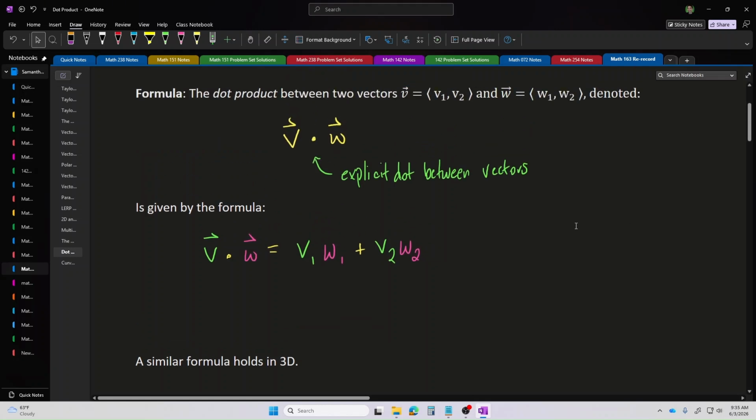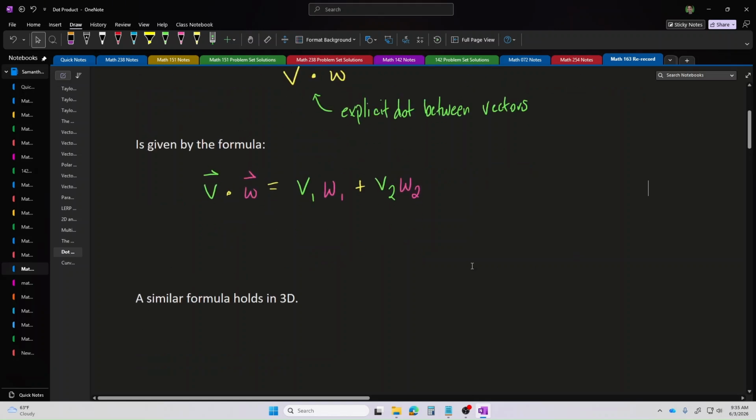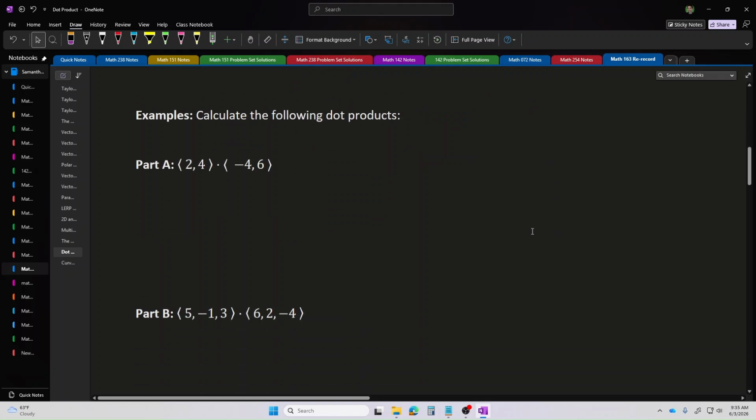If you have a pair of three-dimensional vectors, the formula extends in the expected way. If your vectors are three-dimensional, you would just multiply the z components together and then add that into the result as well. So let's get some quick practice using this formula to calculate some dot products between two vectors.